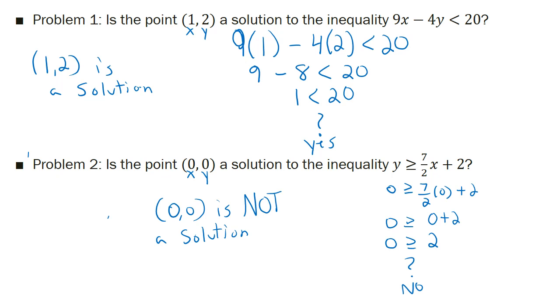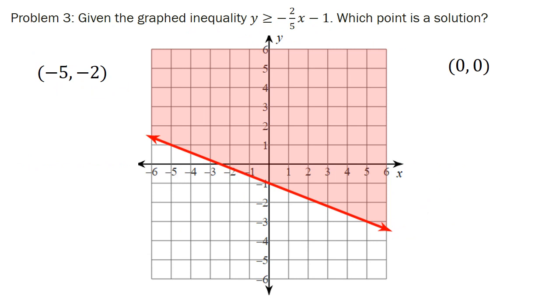So this is how you can tell if something is a solution or not. You plug the point in, and if it makes sense when you read it, it's a solution. If it doesn't make any sense, then it's not a solution. So let's take a look at what it looks like as a graph, and what the points mean when you look at the graph. We have this inequality, y is greater than or equal to negative 2 over 5x minus 1. Below it is the actual graph of this inequality.